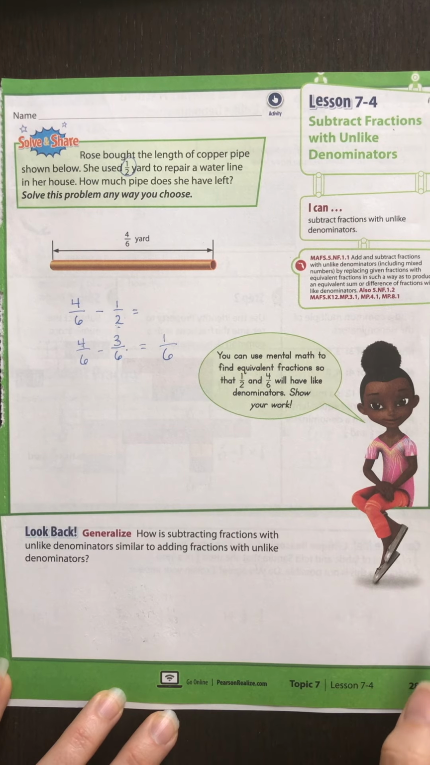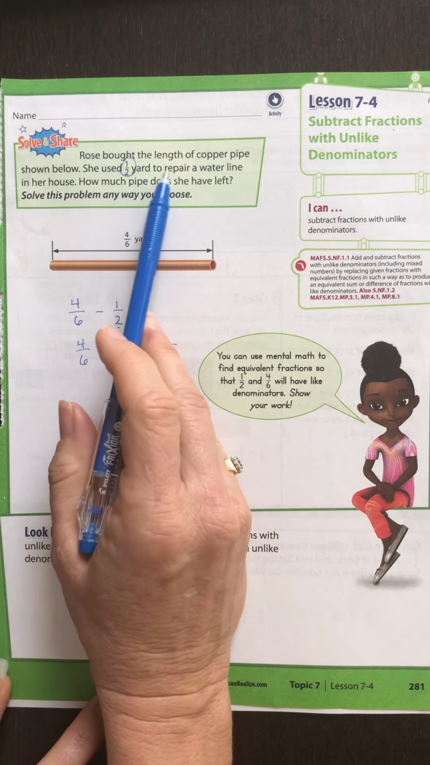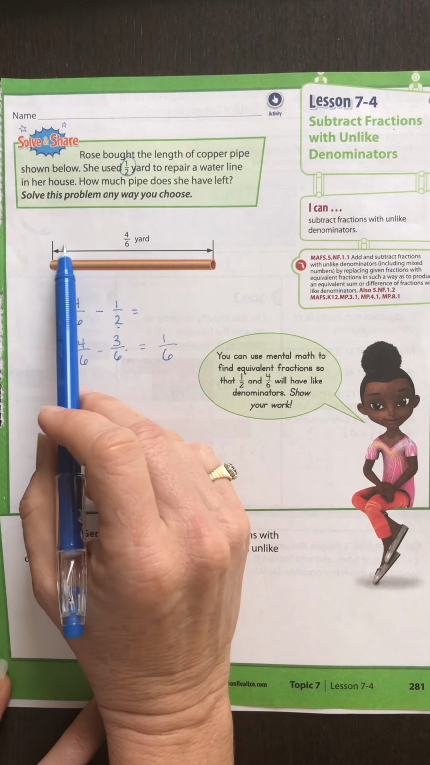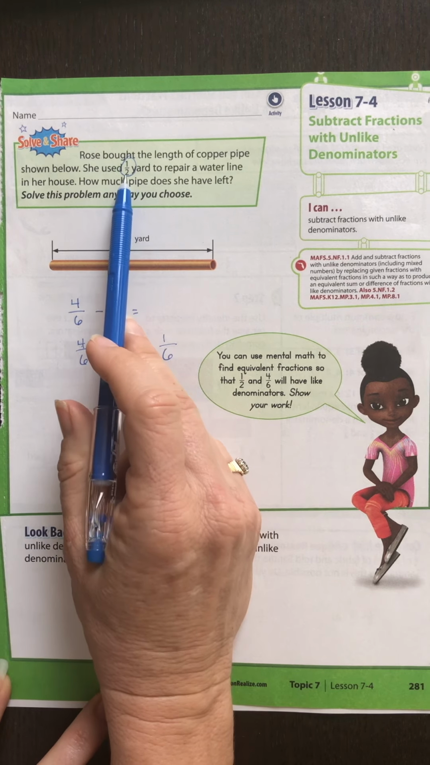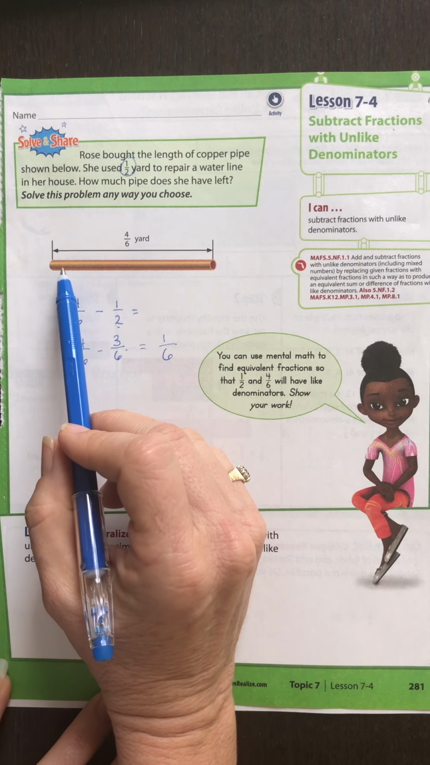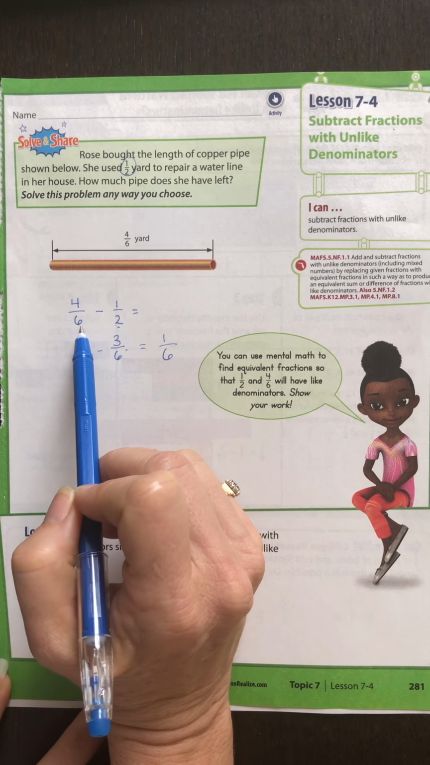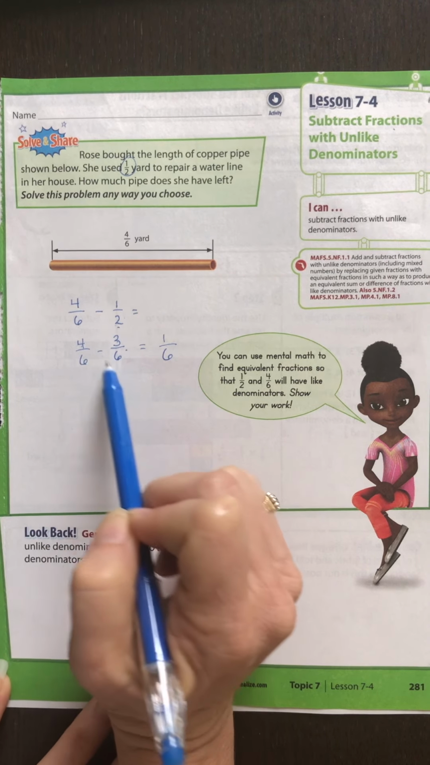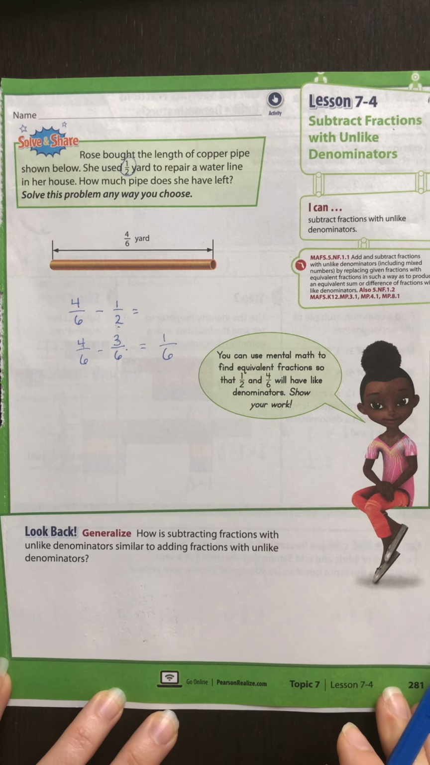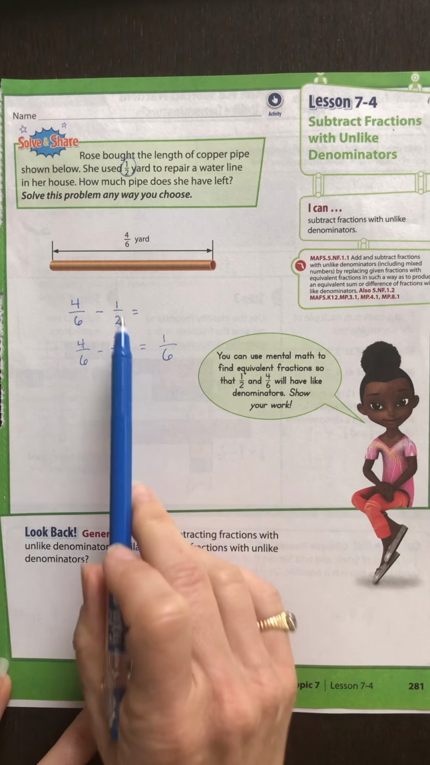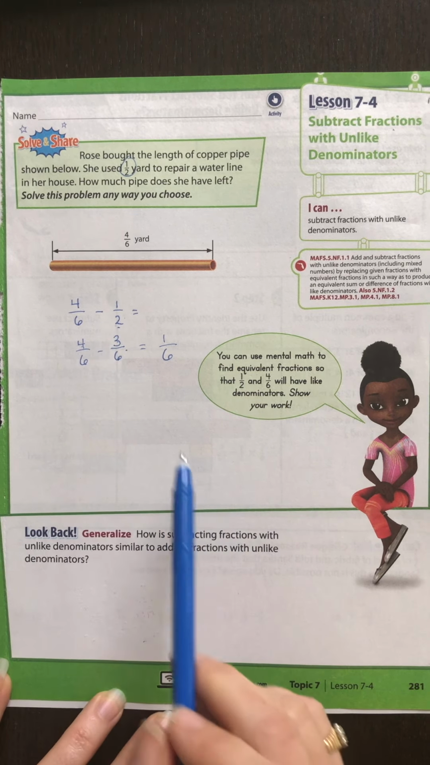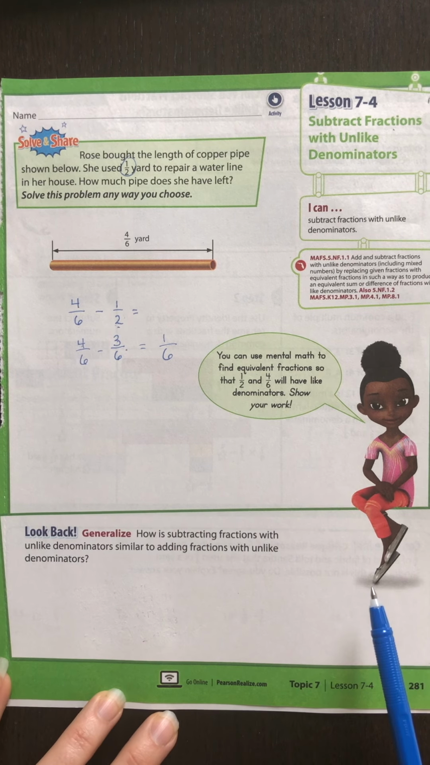So we did several things here. We first decided that this is a subtraction problem. We're starting with 4/6. We're taking away 1/2 of a yard, not 1/2 of this pipe, sorry. So we need to figure out how many sixths that would be. We know that 1/2 of 6 is 3, and that's why we chose to subtract 3/6.